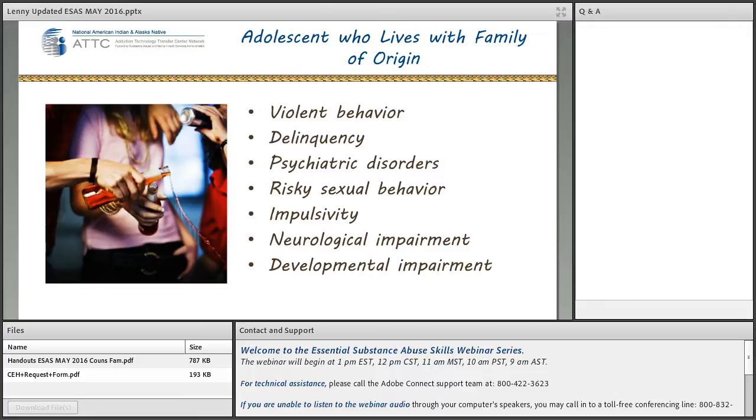And usually the developmental impairment piece is in regards to FAS. I work with families who really struggle with children who are diagnosed with FAS, so there are a lot of behavioral problems. So it's really important to not only educate yourself, but educate the families in regards to how to handle children who may be diagnosed with FAS. That often becomes a really major problem in regards to family healing.